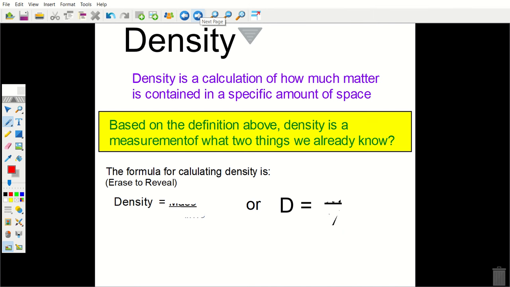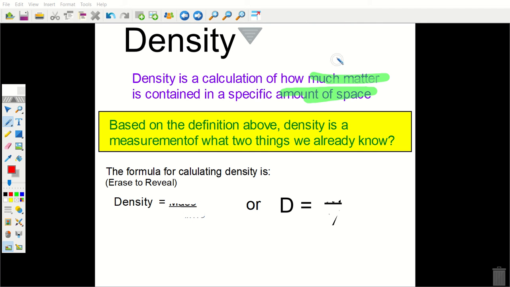Now we're moving to density. Quick thing on density. Density is a calculation of how much matter is contained in a space. So density is based on that. We know density is two things: mass and volume, because mass is the amount of matter in you, and volume is the amount of space something takes up. The amount of matter in you right here, how much matter, I'll get a different color so you can see how much matter is in you, and the amount of space.